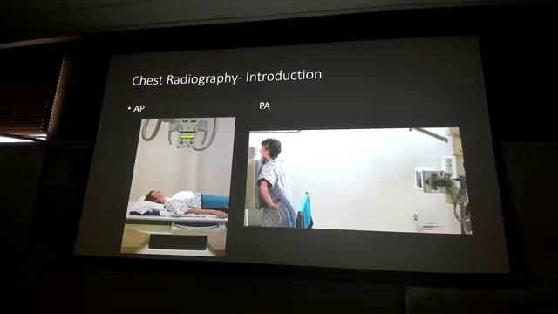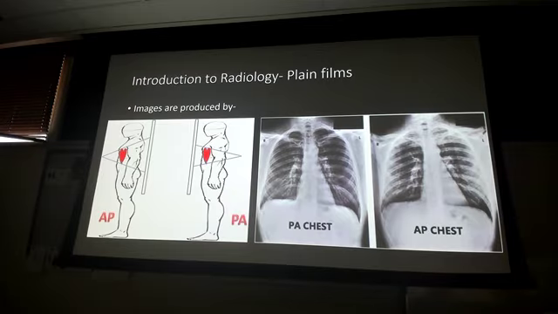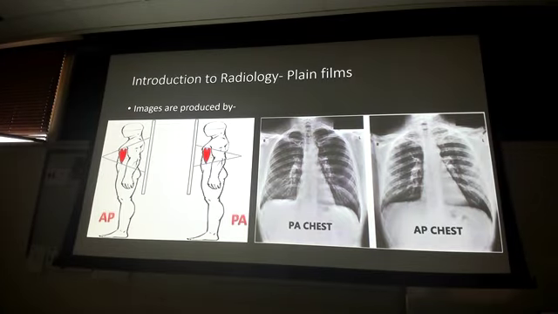90% of them are going to be PA. If I give you an AP chest x-ray, I will tell you on the test that it's an AP chest x-ray. Okay? It'll either be labeled on the image, AP, or it will be said in the vignette you ordered an AP chest x-ray. And the reason for that is this, right? The AP chest x-ray is going to make that heart more magnified.